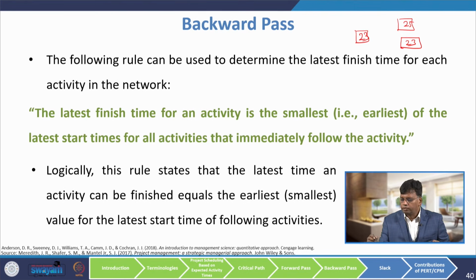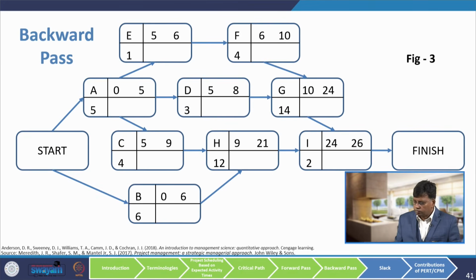So, there are two activities, the latest start time of this activity is 25, this is 23. Since we are coming backward, we have to see which is the smallest. So, the smallest will be the latest finish time of that activity. So, I will explain how to go for this backward pass.